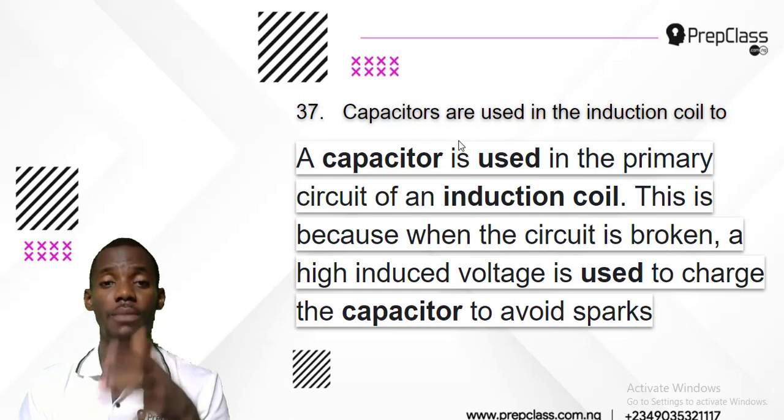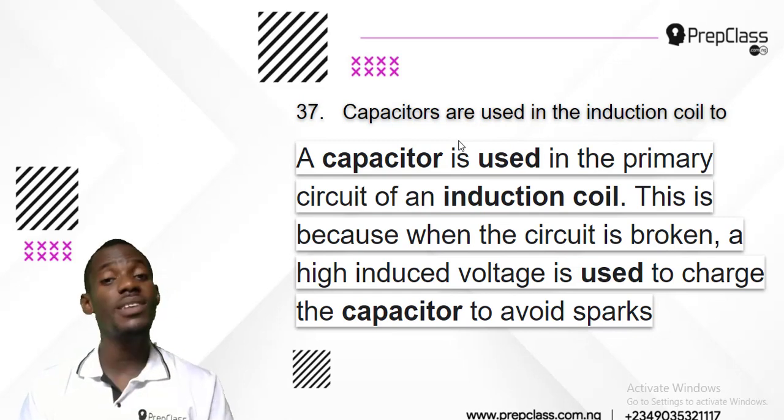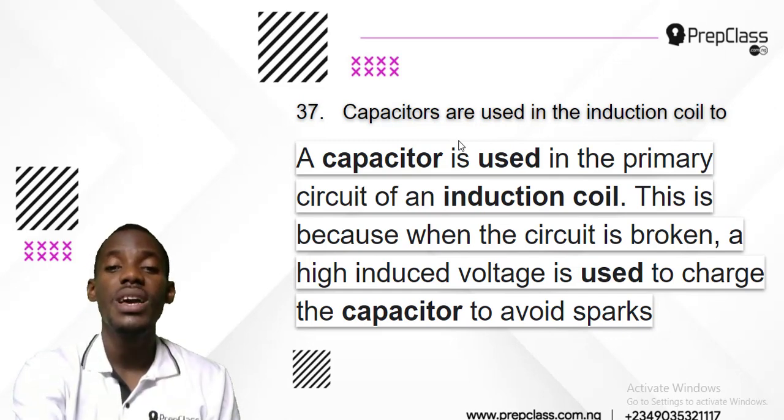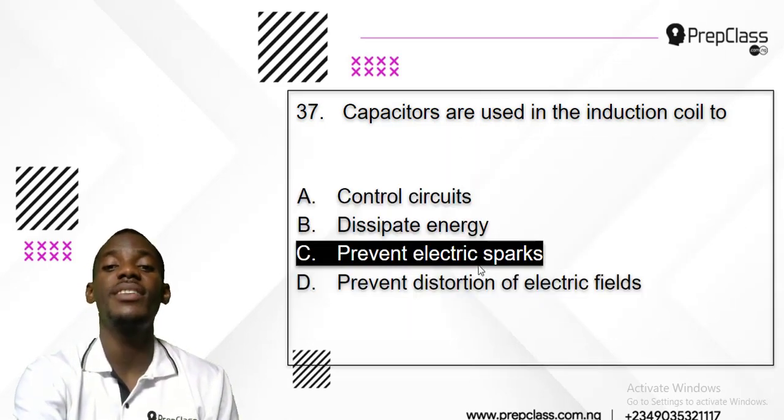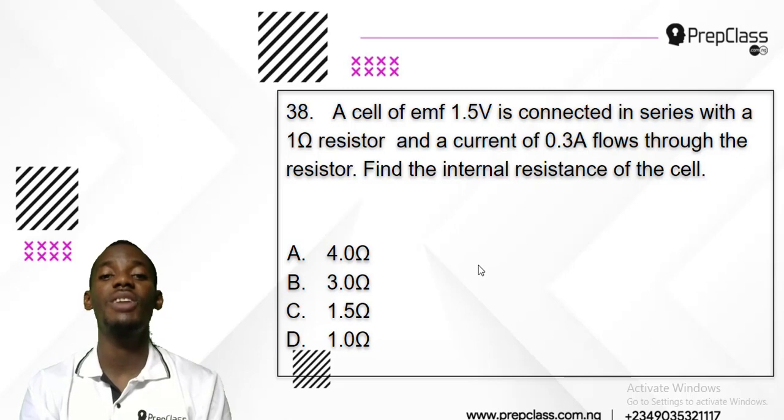There will be no release of spark from the system, and that is the work of the capacitor. It helps to prevent electric spark, and that is the answer for number 37.